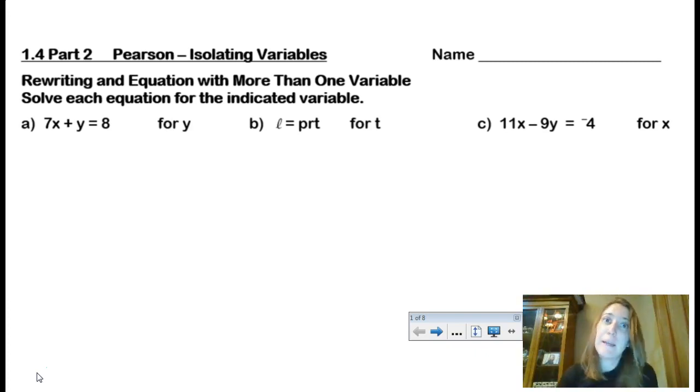All right, but instead, I'm going to record 1.4 part 2. So 1.4 part 2 is a great lesson because it's kind of like solving an equation, except you don't actually have to solve it all the way. We're just going to be isolating for the variables that are indicated. So I suggest this is a great lesson for a highlighter.